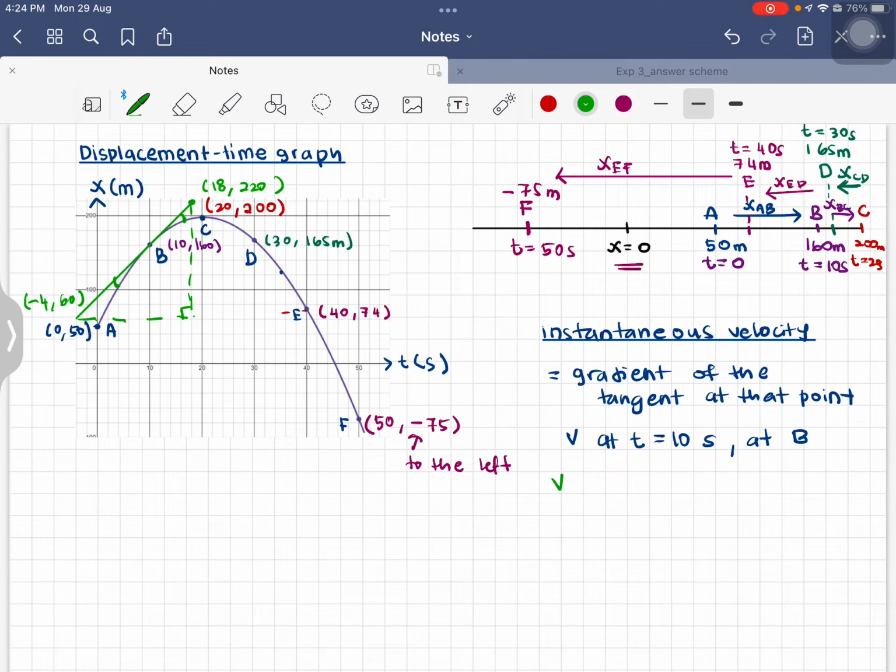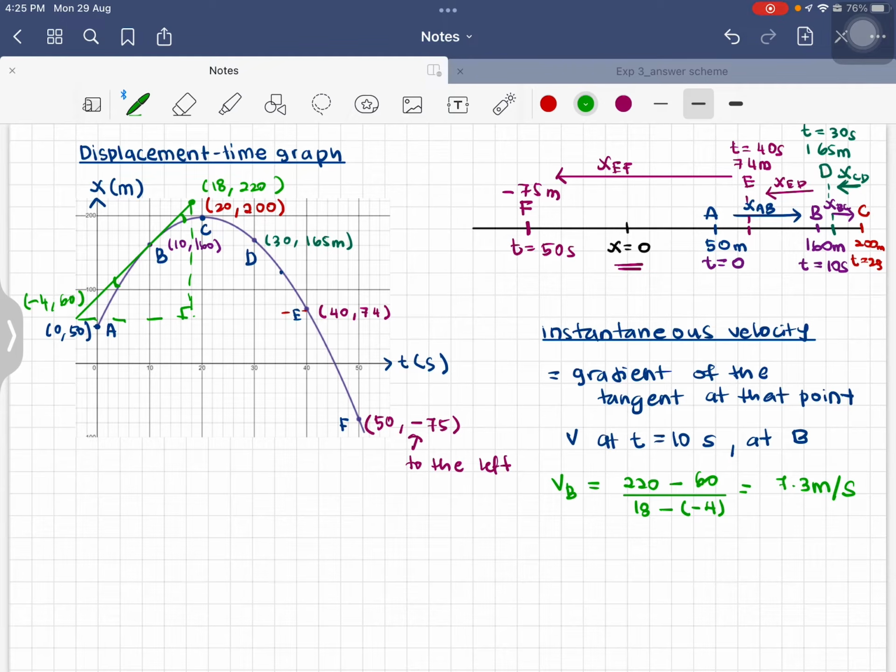So V at B, I should get as Y2 minus Y1 divide by X2 minus X1. Ni dia punya equation lah. So you will get it positive 7.3 meter per second. Okay, tengok graph dia ke kanan, so you will get it as positive.